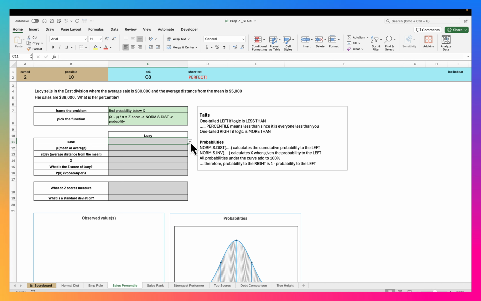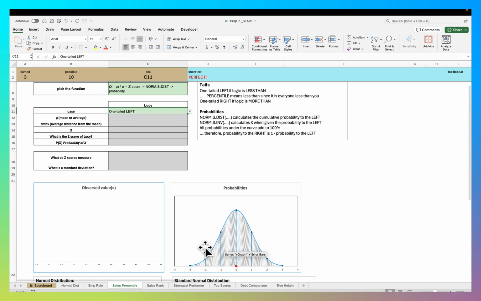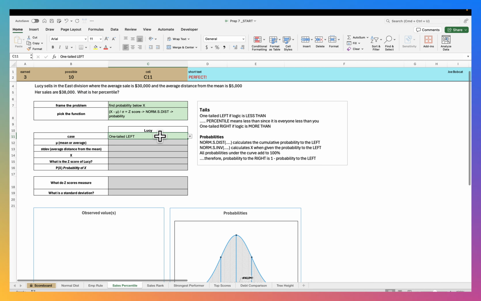So let's talk about the case. We're going to call this one-tailed left. Now, strictly speaking, we're not just in the tail. We're literally everything to the left of where we're going to be. But we're introducing this terminology because you're going to see it down the road when we do hypothesis testing.